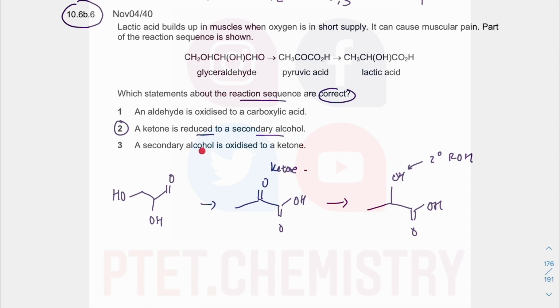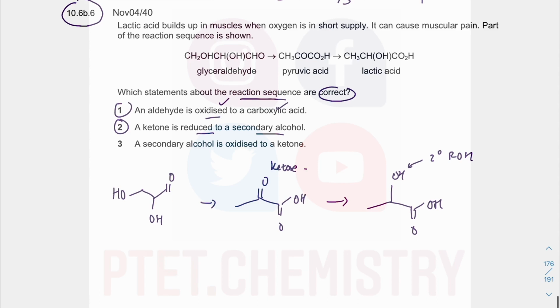A secondary alcohol, well, I should check number 1 first. An aldehyde is oxidized to a carboxylic acid. Well, you have that aldehyde there, CHO. This is your carboxylic acid. You have a hydrogen here. So an aldehyde can be oxidized to a carboxylic acid because this carbon can lose that one hydrogen and gain oxygen. So there is oxidation. Aldehyde is oxidized to carboxylic acid.